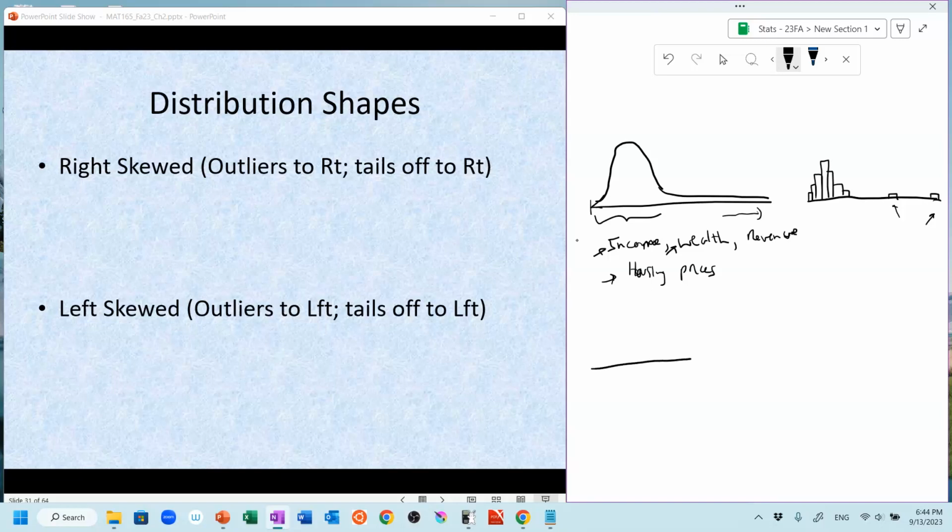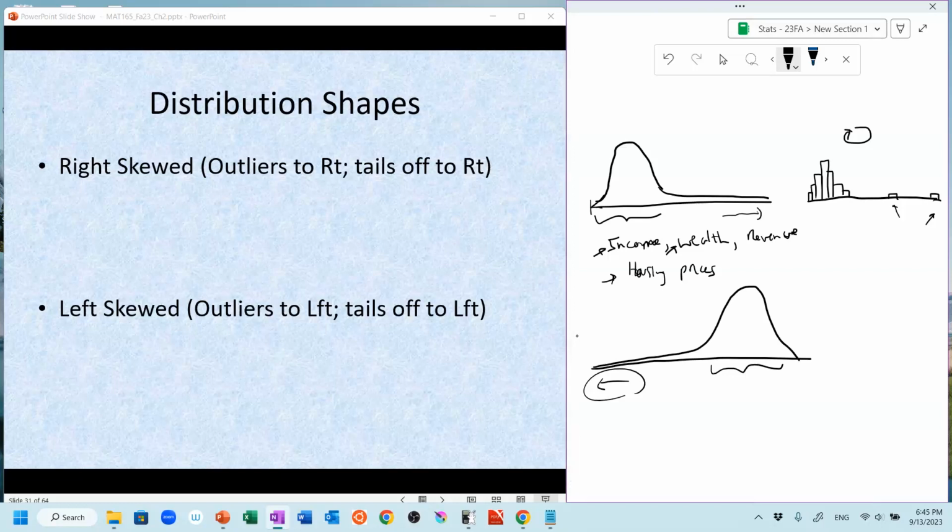And left skewed, just the opposite. Small chance of a very substantial left outlier, and most of the data being clustered around this area, but small chance of an outlier far off to the left. And it basically just looks like if you took this right outlier histogram up here and just flipped it around. Right skewed distributions are a lot more common than left skewed distributions.